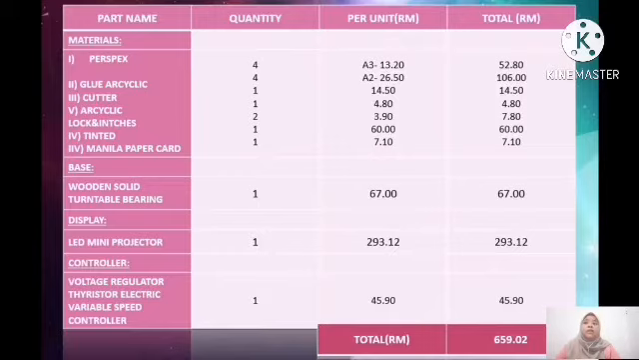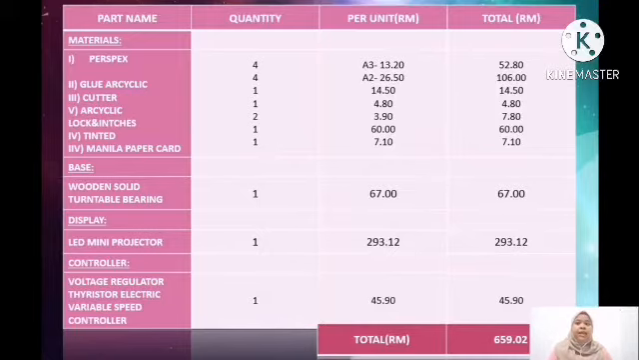And then we get a tinted. The quantity is 1. The price is 60 ringgit. And the last one is Manila paper kite. The quantity is 1. The price is 7 ringgit. For the base, we use a wooden solid turntable bearing. The quantity is 1 and the price is RM67.